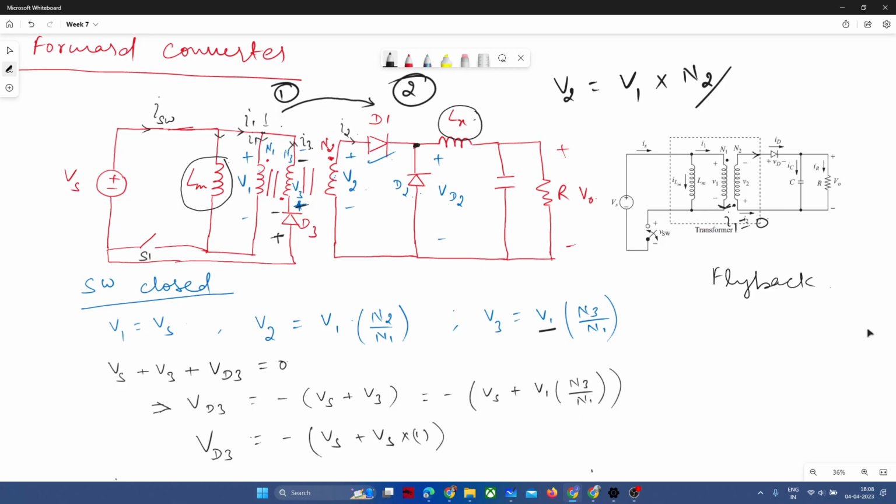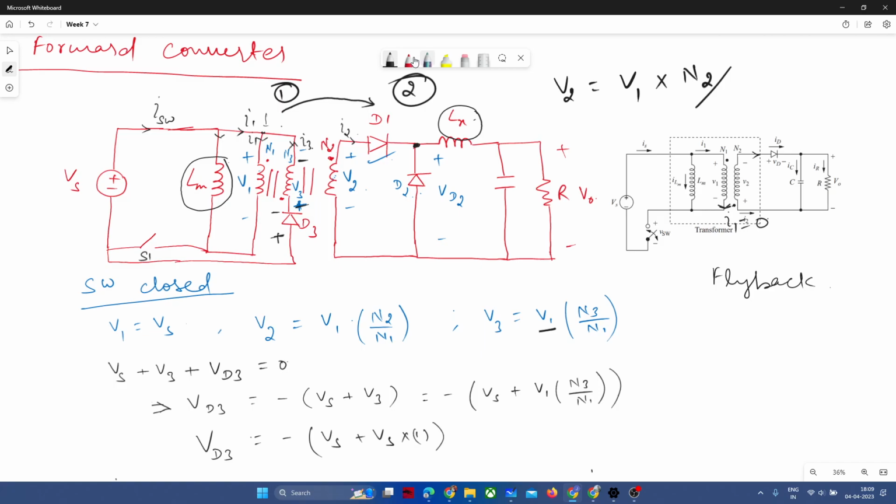So when we see that V3 is positive and the cathode of diode D3 is connected to V3, it will be reverse biased, and the circuit of the tertiary winding will be off as long as our switch is closed. After that, we computed the blocking capability of diode D3. So we applied a KVL along the diode D3.